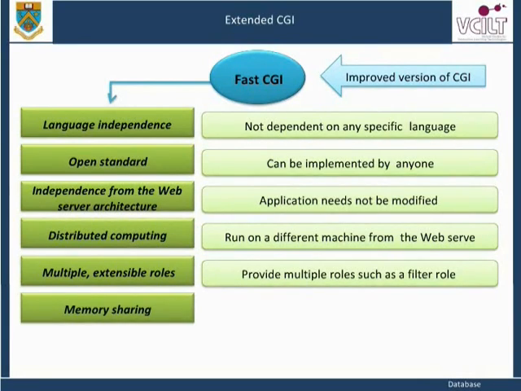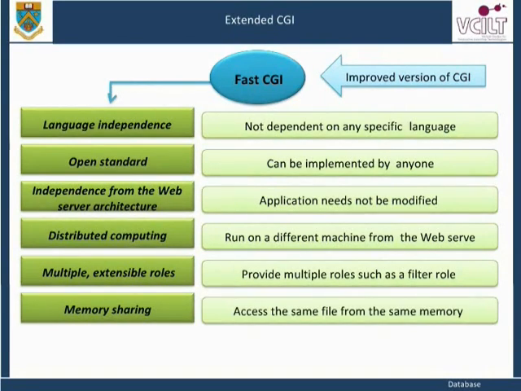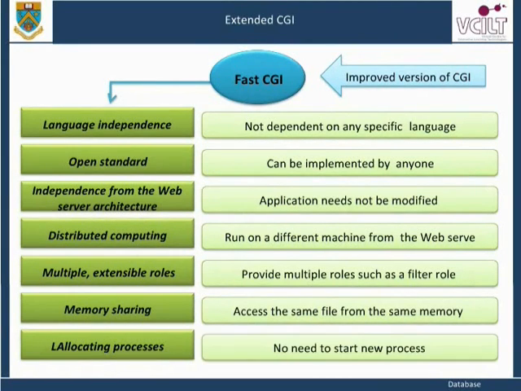Memory sharing. With Fast CGI, different instances of the same application can access the same file from the same section of memory without duplication. Allocating processes. Fast CGI applications do not require the web server to start a new process for each application instance. Fast CGI seems to be a complete solution for web database programming, as it includes the best features of CGI and server APIs.